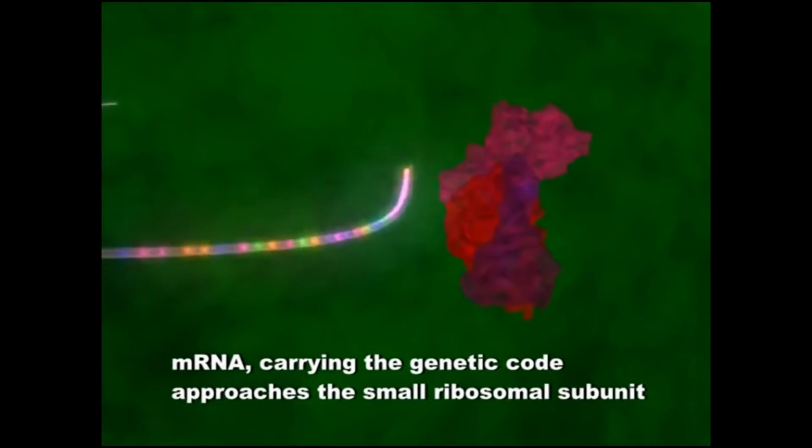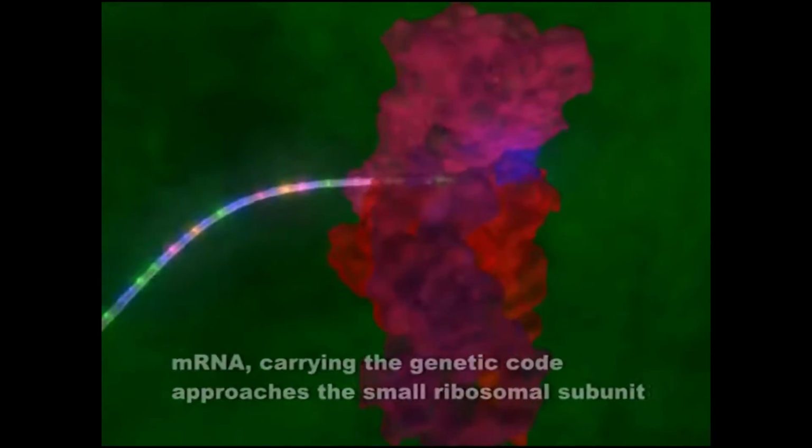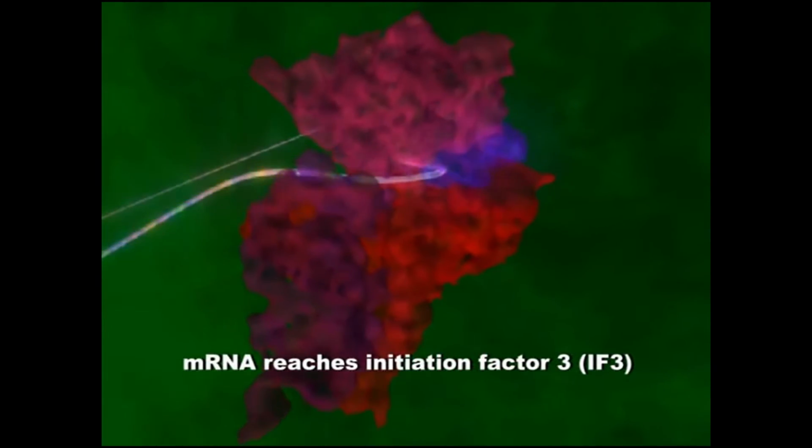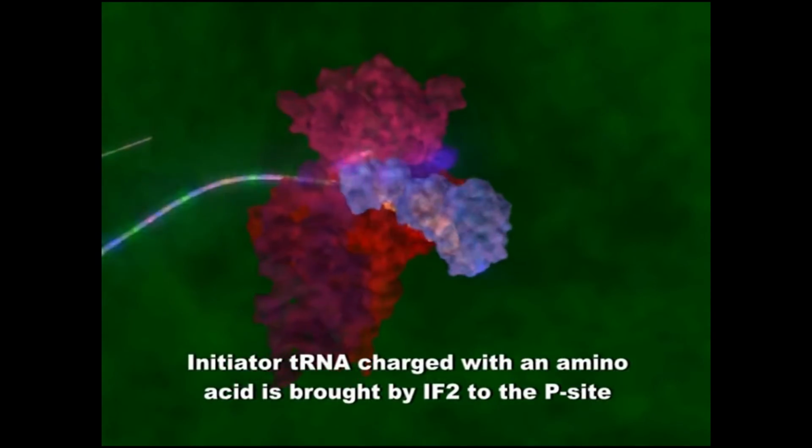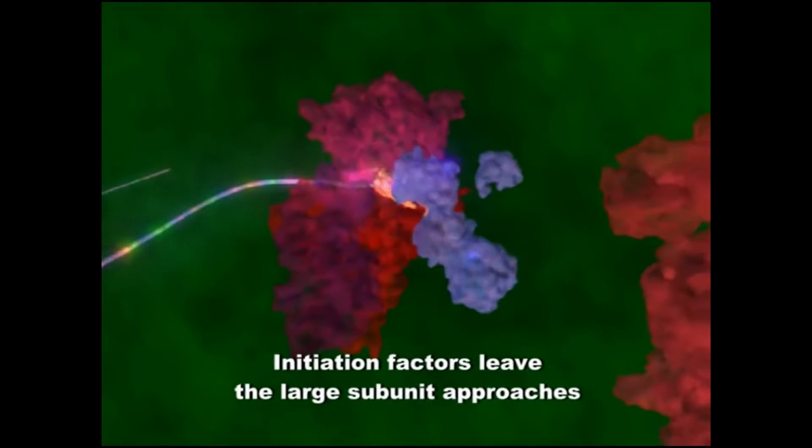The first step of translation is called initiation, where initiation factors guide an mRNA to the small subunit. The first tRNA attaches to the initiation sequence, and then the large subunit binds.